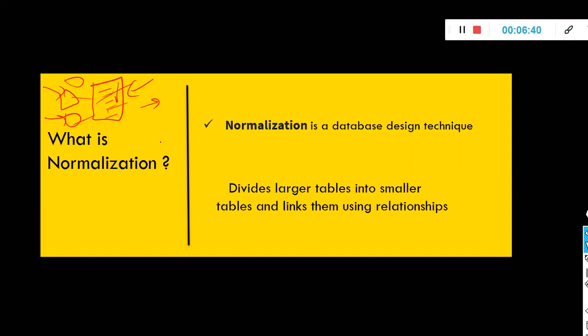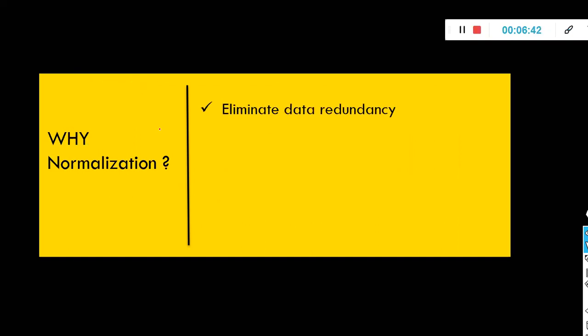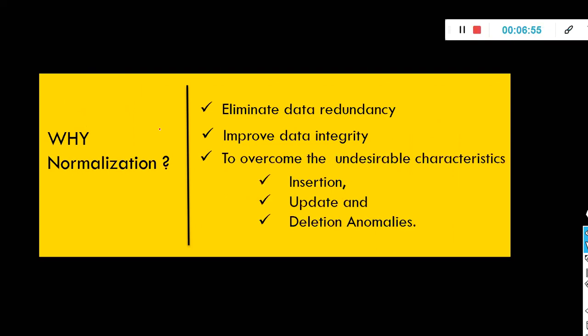Okay. So by doing so, what am I going to do? We can eliminate the data redundancy. We can improve the data integrity. And also we can overcome the undesirable characteristics such as insertion anomaly, update anomaly and deletion anomaly. We will take a look at each and everything. Before we proceed with understanding data redundancy or data integrity, first let us understand what the insertion anomaly, update anomaly, and deletion anomaly are. Once you understand this, you will get to know why normalization is required.